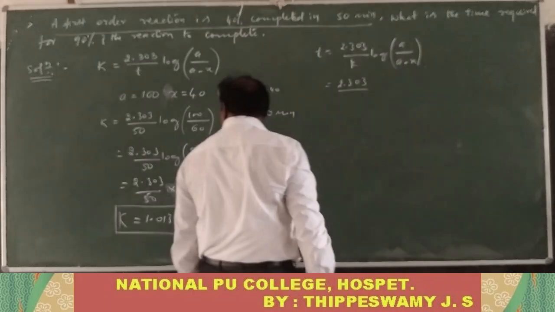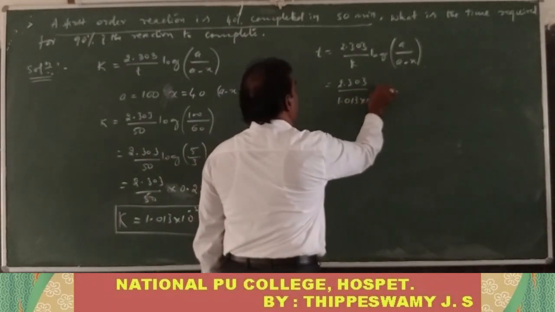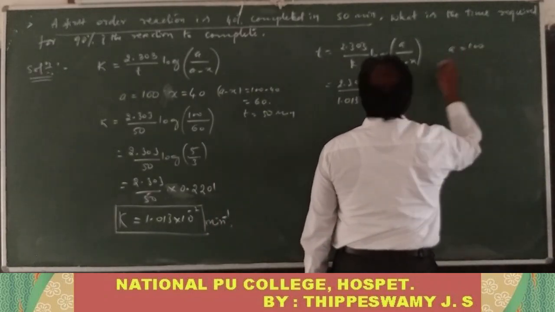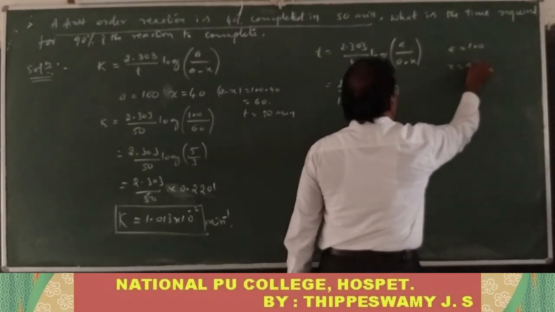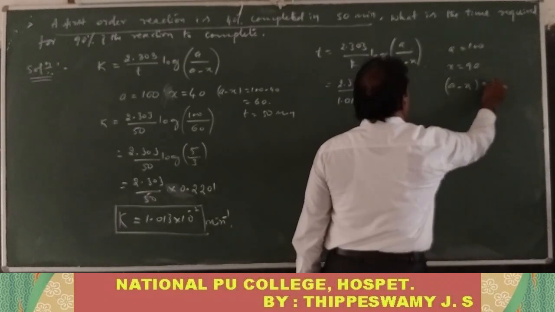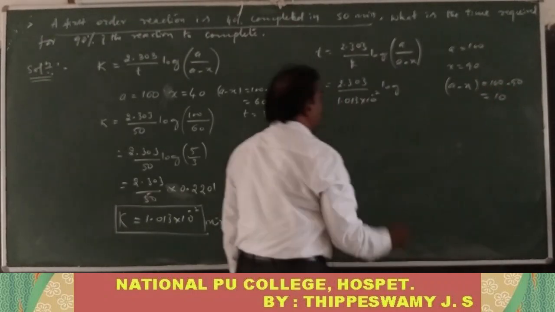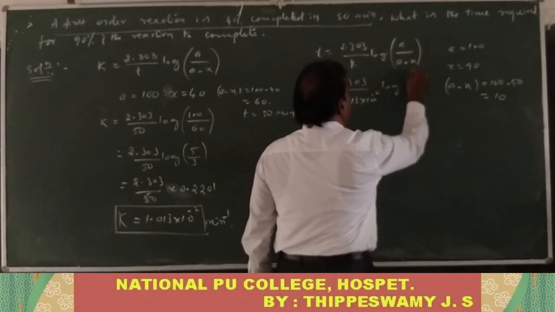2.303 divided by, what is the value of k? 1.013 into 10 to the power minus 2 into log of. Here the value of a will be equal to 100 only. That is 90%, in which 100 only. And x is equal to, you know, how much it is? 90 only. And a minus x is equal to what? A minus x is equal to 100 minus 90. This is equal to 10 only. Okay, now I am telling this one 100 divided by, that is 10 only.